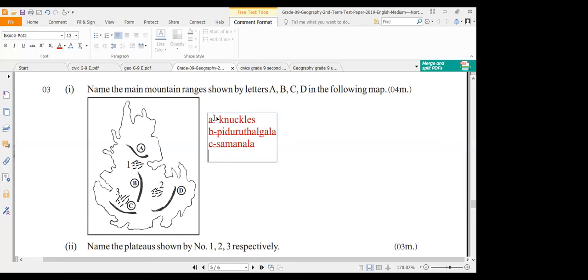D, Namunukula. Yes. Namunukula. Kandupanti Hadar.